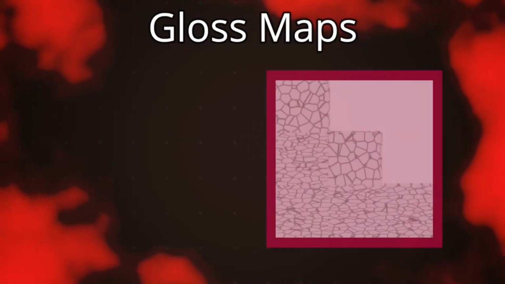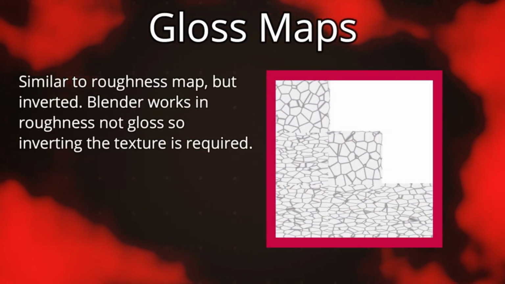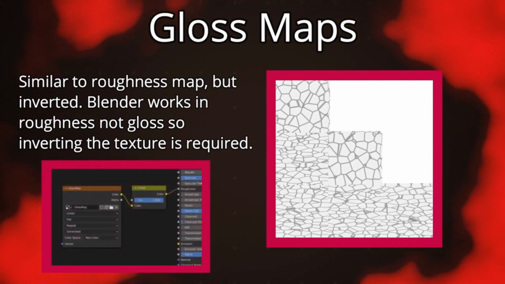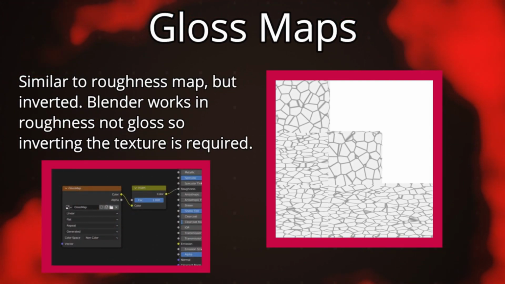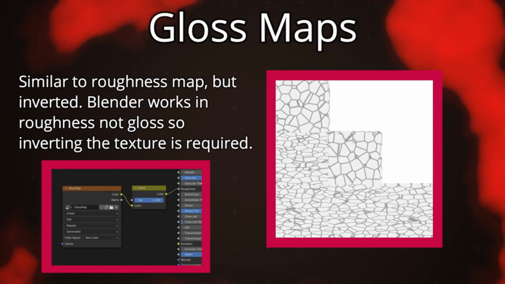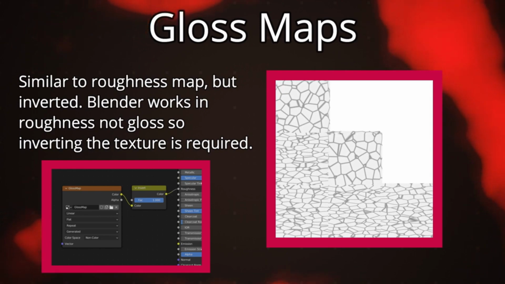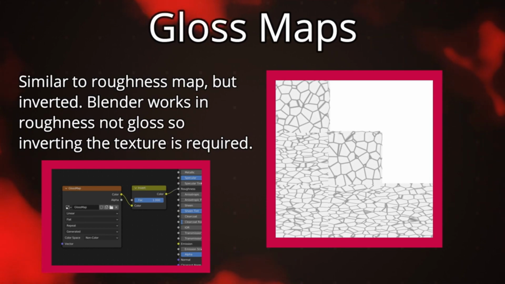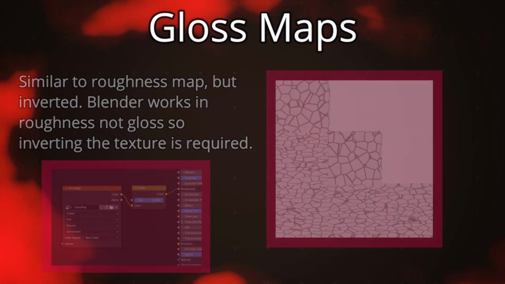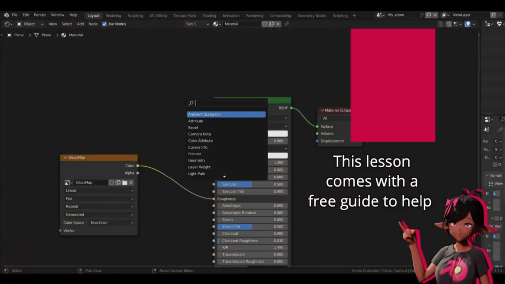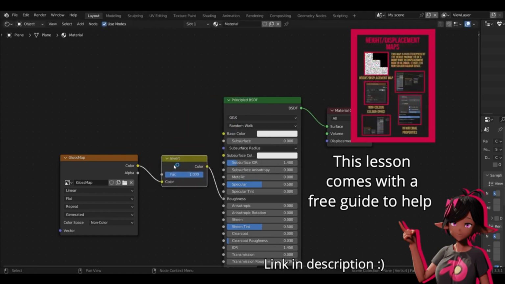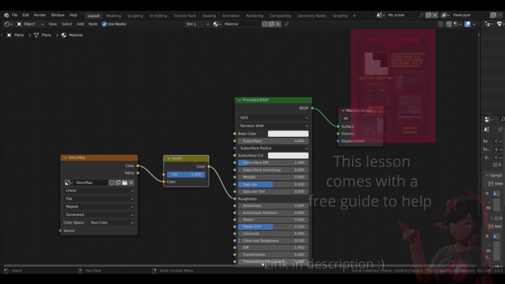A gloss map is very similar to a roughness map. However, since Blender works in roughness and not gloss, we have to invert the texture in order to convert it to a roughness map. Unlike a roughness map, the gloss map has the more reflective areas represented with white rather than black like they will be in Blender. To do this, we simply press Shift A, then search, and we're going to search invert. This will give us the invert node. When we plug this in between the two, we've now inverted the gloss map, which will make it work as a roughness map.